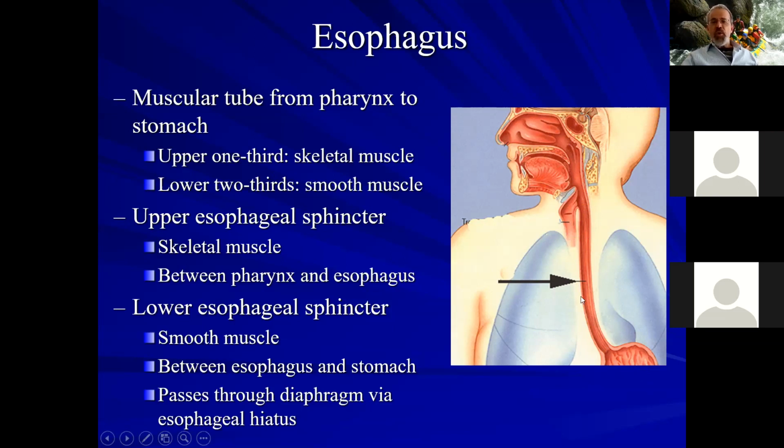This is where we start to see a transition of muscle. So in the upper part of the esophagus, as well as in the oral cavity, we have skeletal muscle, the upper third essentially. And this is true even with the upper esophageal sphincter. This is all skeletal muscle. As we transition further down, it becomes smooth muscle. So the upper third is skeletal muscle, the lower two-thirds is smooth muscle, and that includes the lower esophageal sphincter.